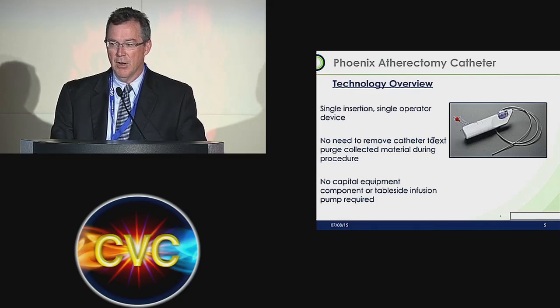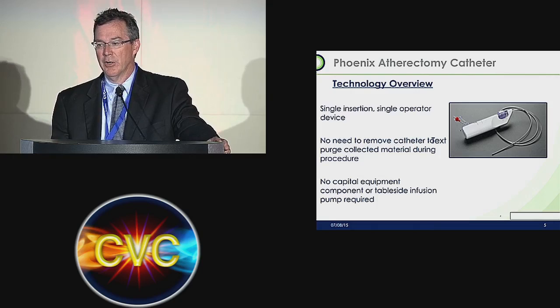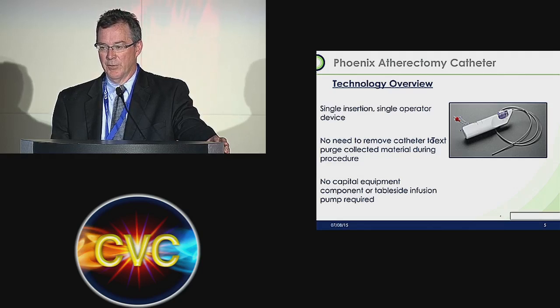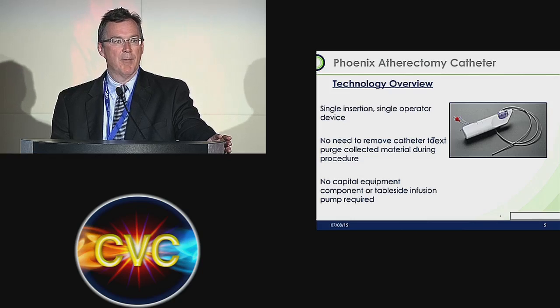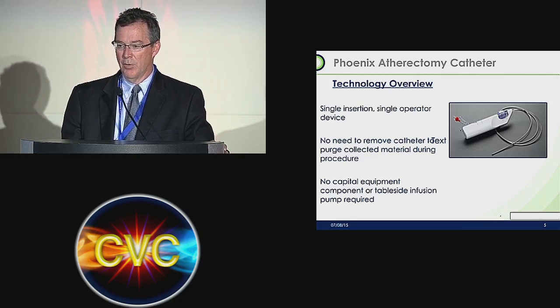As you can see there, it's a very simple catheter. It's a single insertion, single operator, over-the-wire device. It's got a battery pack that snaps on, and the catheter itself has the blades at the tip. It also has a bag on the back end that you attach to collect material. So there's no capital equipment, very simple, very easy to use from that standpoint.